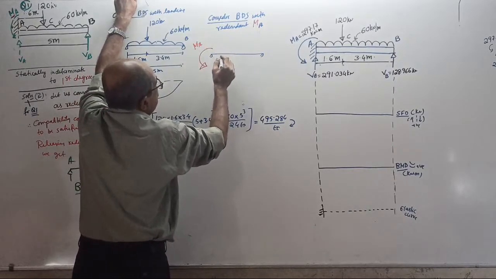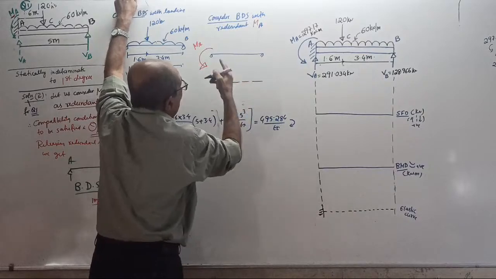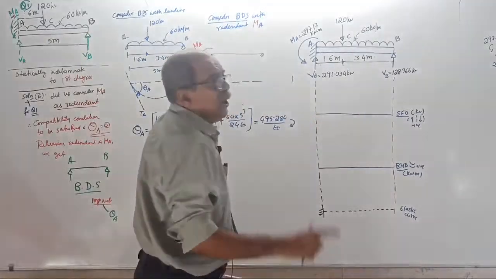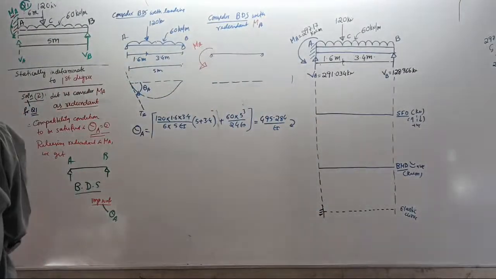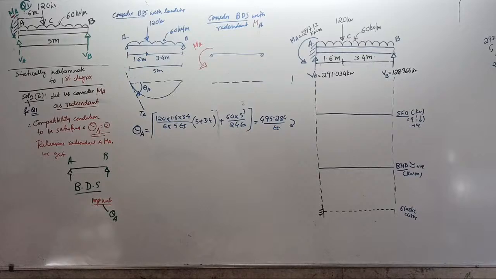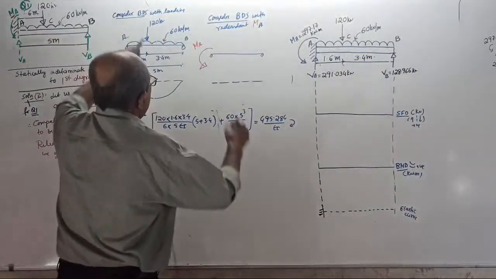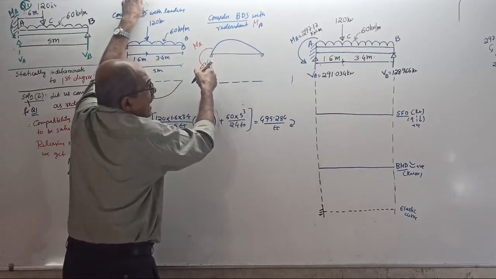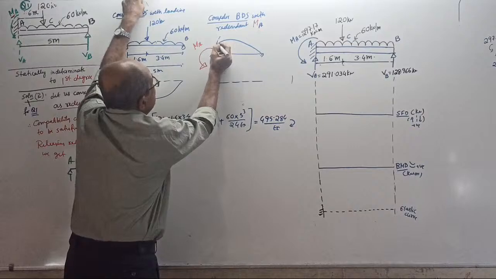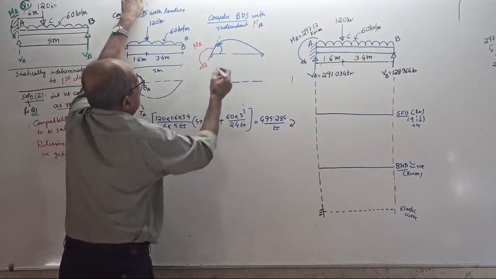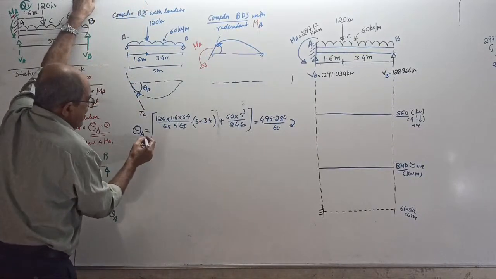Now, tell me, if you put it this way, will the beam hog or sag? You take a simply supported beam, apply a couple here, will the beam hog or sag? It is better to decide whether the beam will hog or sag. The beam will hog. See, the elastic curve will come this way. Remember I told you, where you apply a couple, more slope, draw a tangent here. So this is anti-clockwise slope. This I will call theta A1.